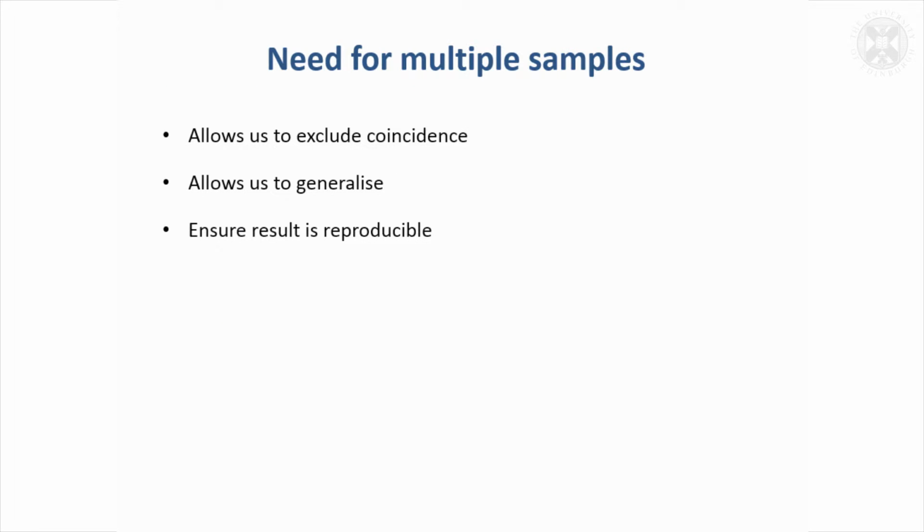I think it's fairly obvious we do need multiple samples. It's no good just taking one male and one female, because possibly the female might be taller than the male, and we wouldn't want to conclude that that means all females are taller than males. So we need several examples to allow us to generalise and ensure that the result is reproducible.